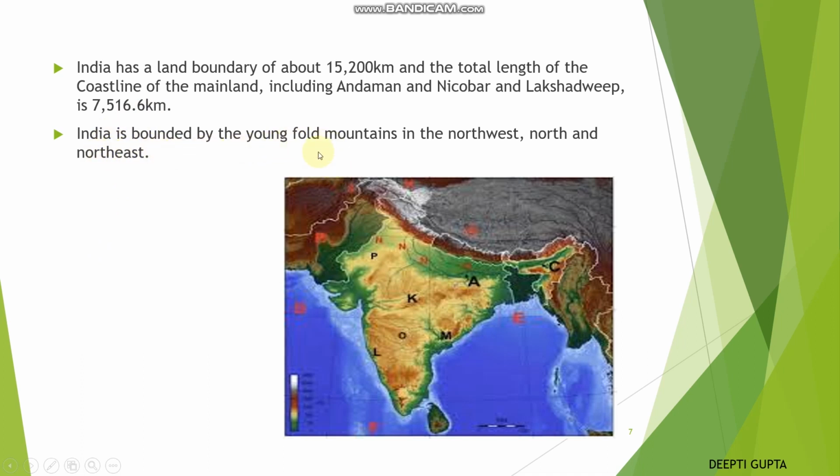Young Fold Mountains. This is very important. This brown color shows the mountain area. It is known as Young Fold Mountains. India is bounded by the Young Fold Mountains in the northwest, north and northeast. So this is your northwest and northeast area. So you can see how beautiful our India is.